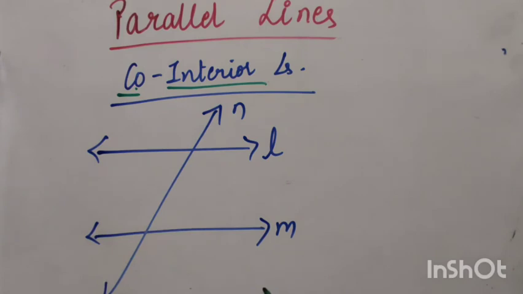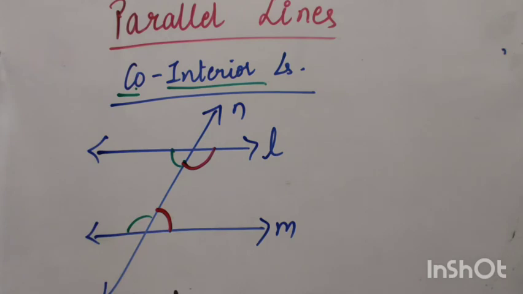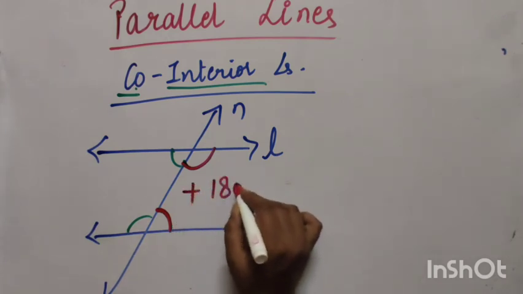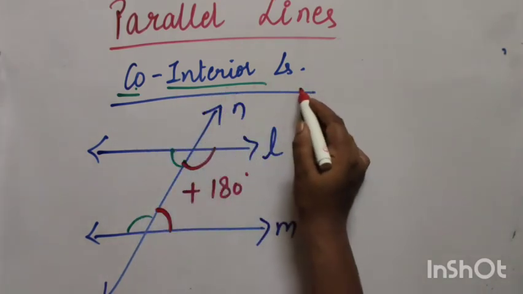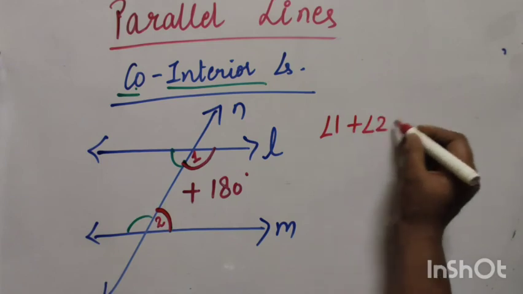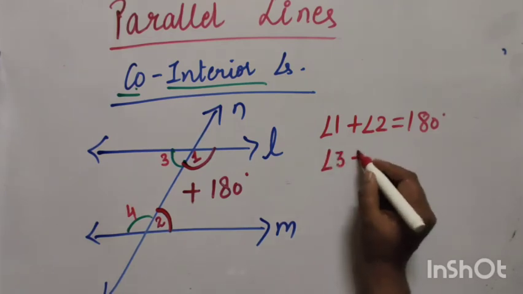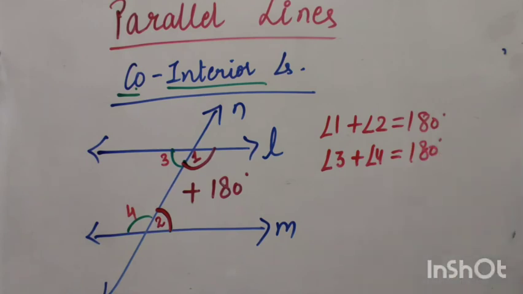Co-interior, opposite angles, right? So at the same side, if I see in the interior these angles are there, as we can see 4 angles are there in the interior. Now which angles we are talking about? We are talking about this angle and this angle at the same side of the transversal always sum up to 180 degree. So the co-interior angles of parallel lines, if I say this is angle 1 and this is angle 2, so I can say angle 1 plus angle 2 will always make 180 degree. In the same manner, if this angle is 3 and this angle is 4, I can say angle 3 plus angle 4 will always make 180 degree, because these lines are the parallel lines.